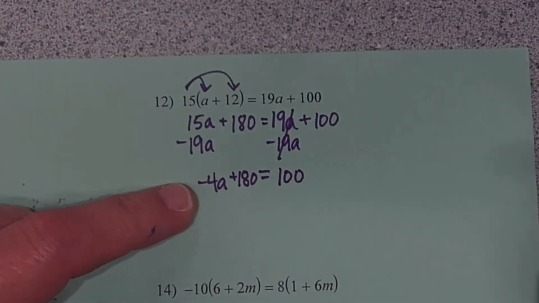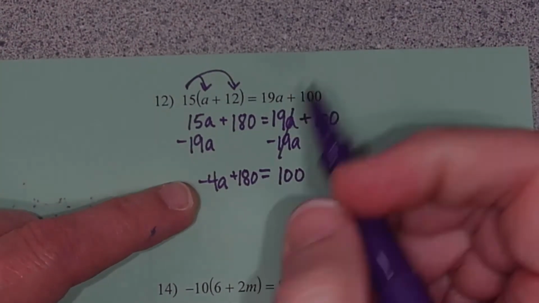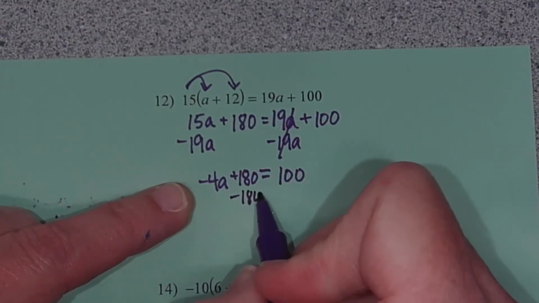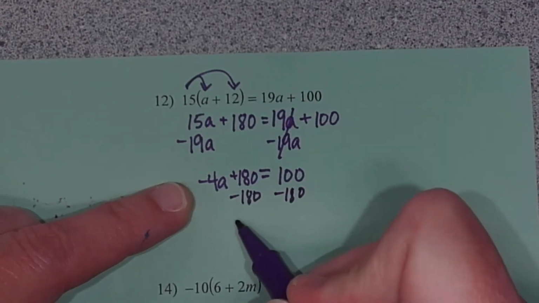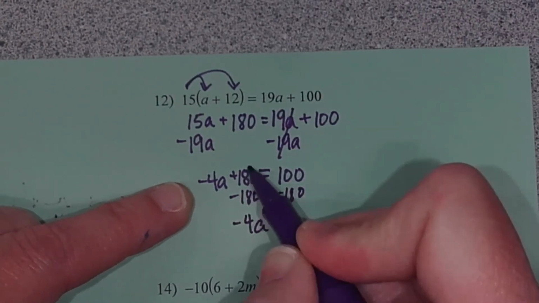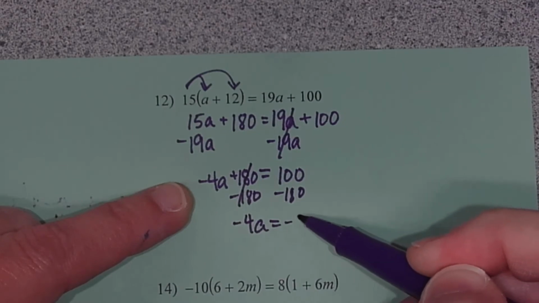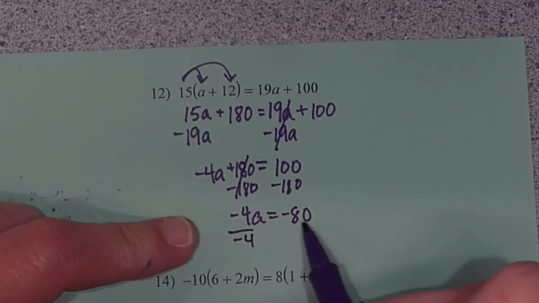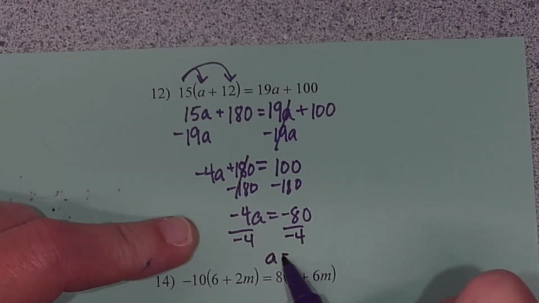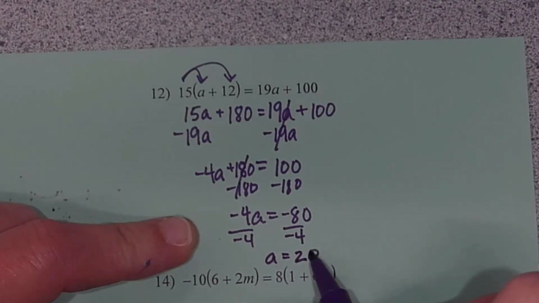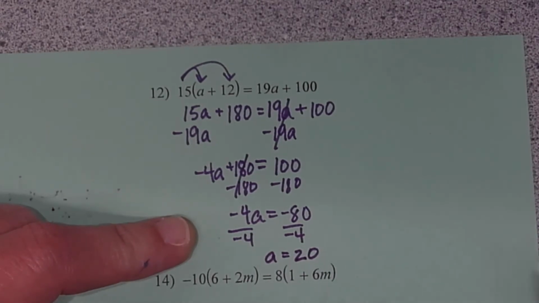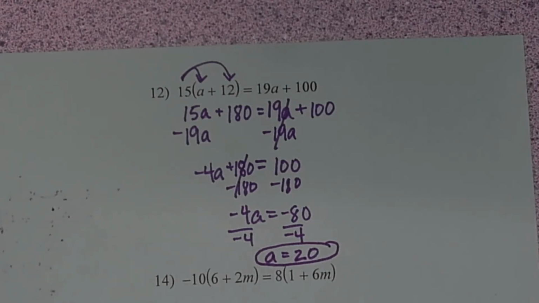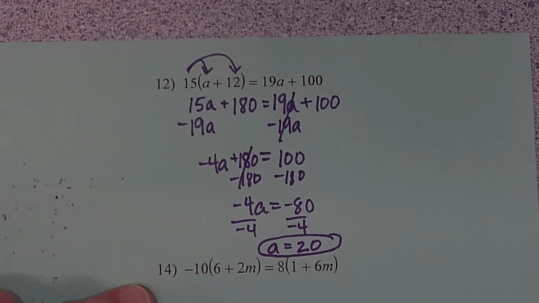Okay, cool. Now, let's see. It's a regular two-step equation. We got to subtract the 180 off from both sides. We're going to be left with negative 4a equals, this is going to be negative 80. And then once you have this, let's divide off the negative 4. So divide by negative 4, a equals 20. And you are done with that one. All right, and this is how it's going to pretty much go. Let's keep on going to the next one, number 14.